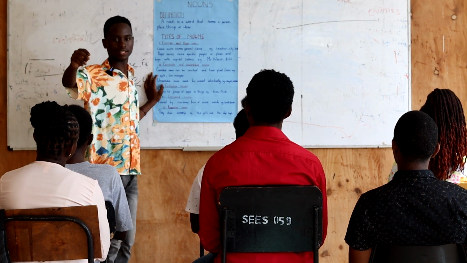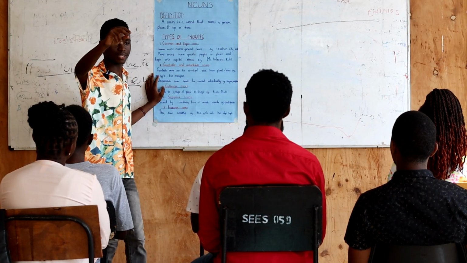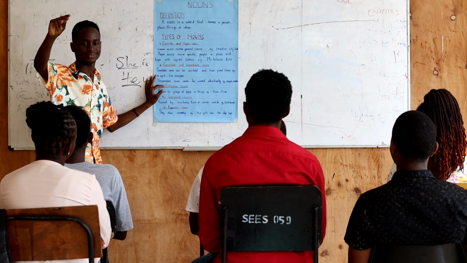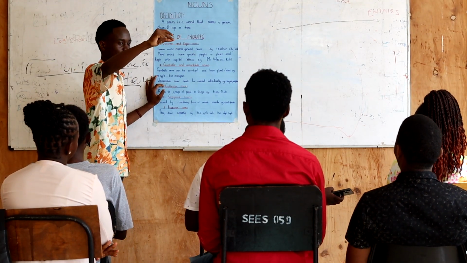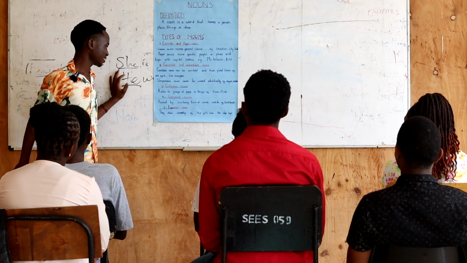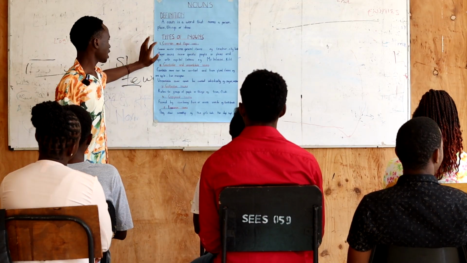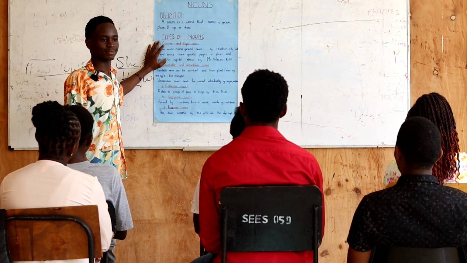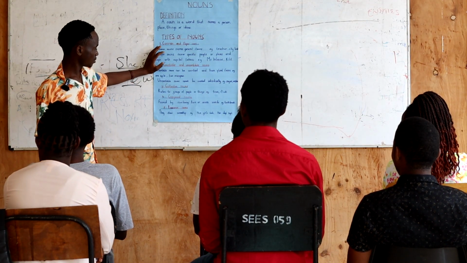Now, can you give us another example? Yeah, you can name sugar. Another one. Sand. Yes, another one. Salt. Yeah, another one. Good. So those are uncountable nouns. Up to there, are there any questions? Okay, I guess we have understood.